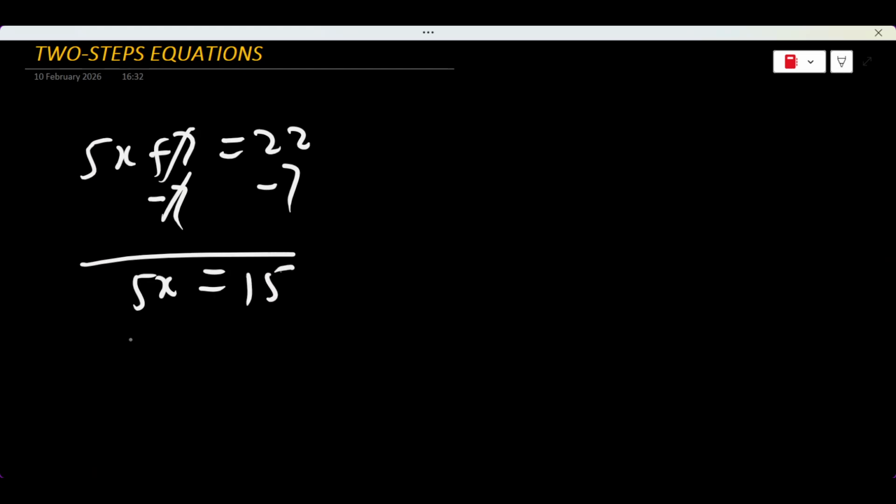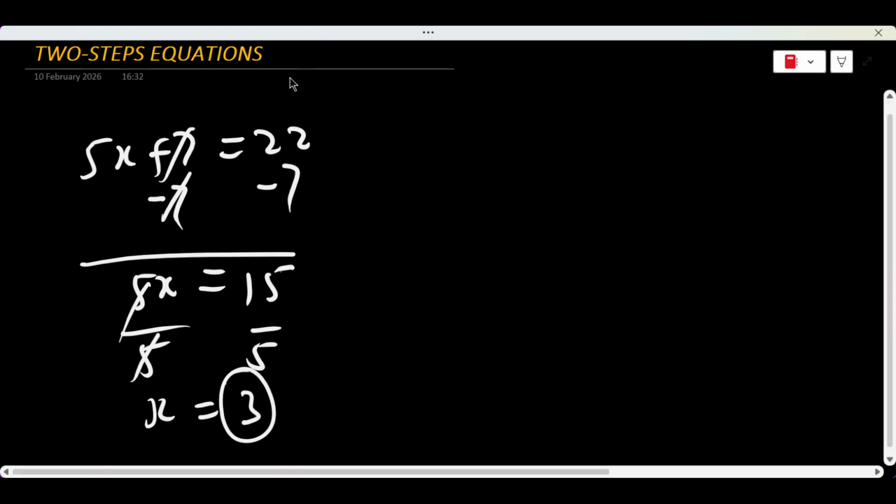15. So you divide by 5. Divide by 5. So this one cancels out, leaving the x. And x equals 3. That's our final answer.